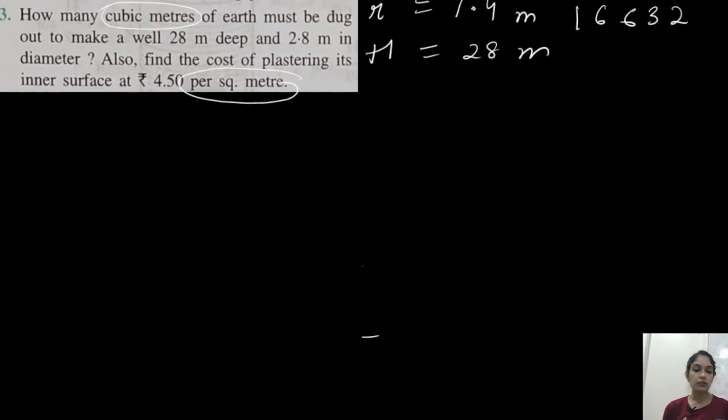Are you checking the answer? See, two answers should be there. First of all, the volume answer and the cost answer. I hope you are not checking for the cost one. Is the first answer correct where we found the volume?